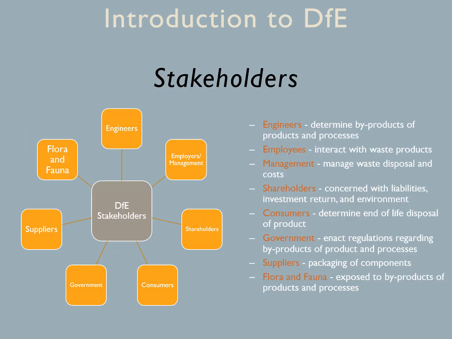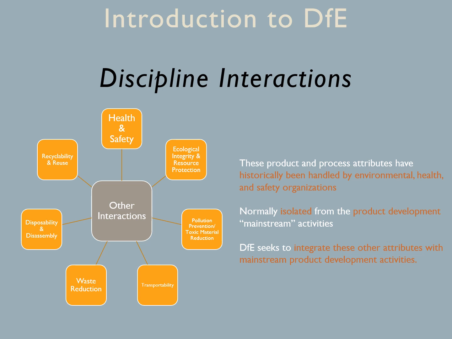The change that I added on this slide was flora and fauna replacing just wildlife, because I wanted to make sure that vegetation was also captured along with wildlife as part of the stakeholders for design for environment. On this slide, I added toxic material reduction along with pollution prevention because I thought those two went hand in hand together and should be included in the discipline interactions.